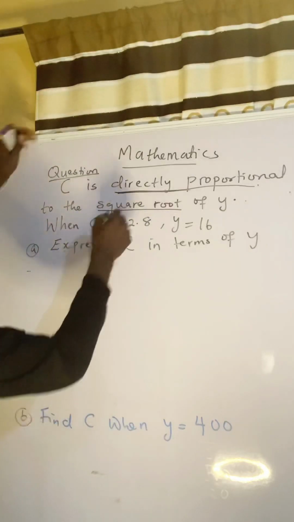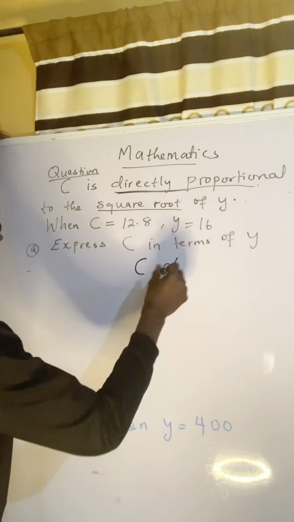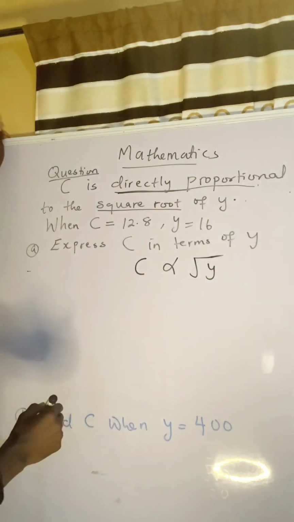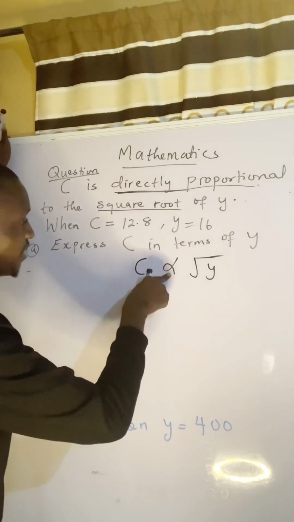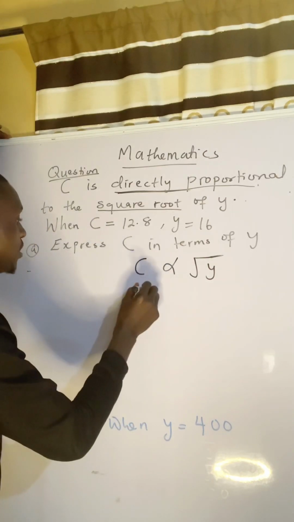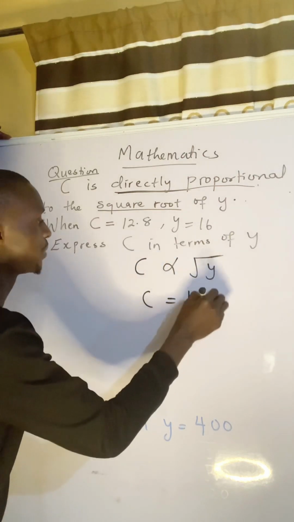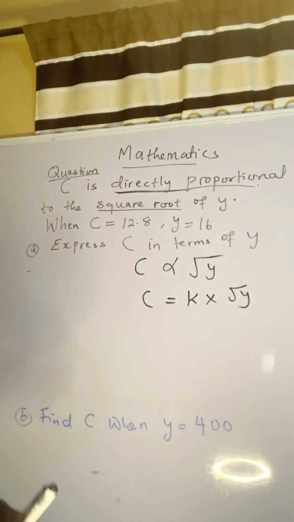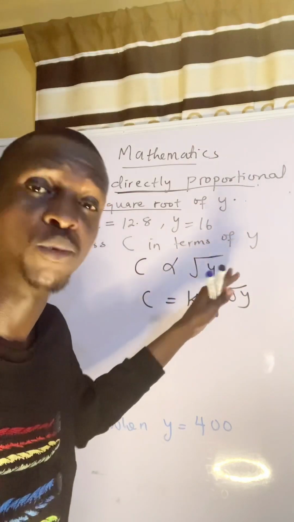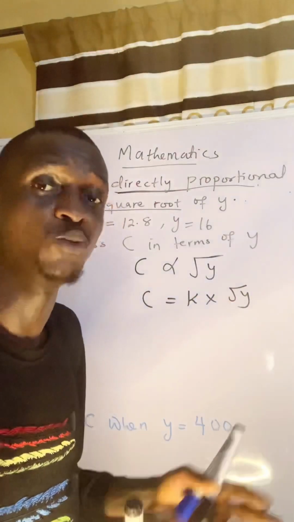So you have to write down the format, which is c is directly proportional to the square root of y. Don't forget this is the direct proportional sign. So now we need a constant k. So we're going to have c equals k times the square root of y. Now this is the expression connecting c and y, but we need to find the value of the constant k, which we have introduced here.